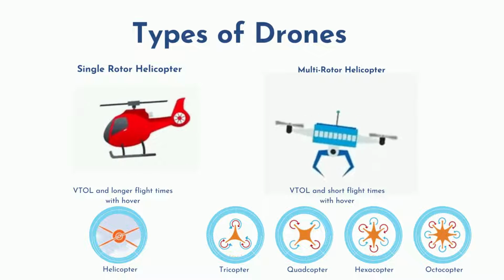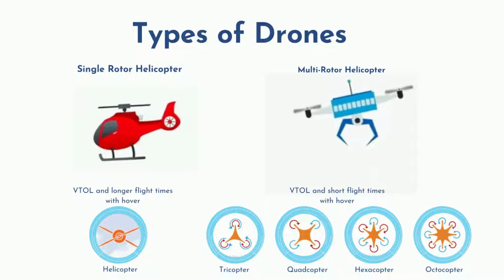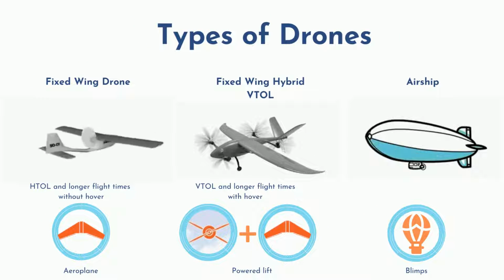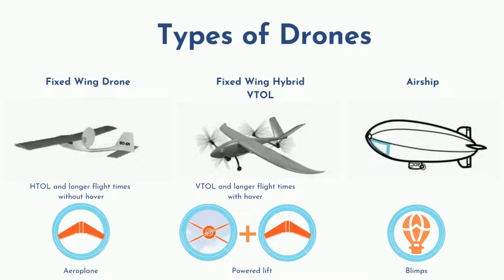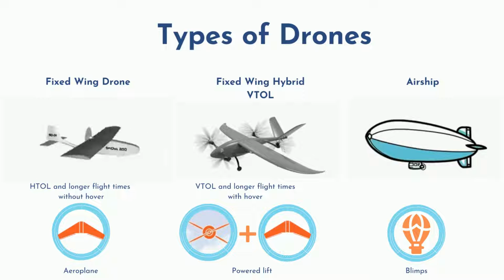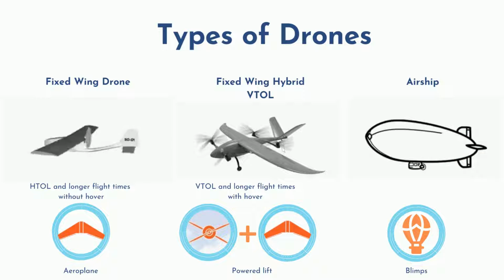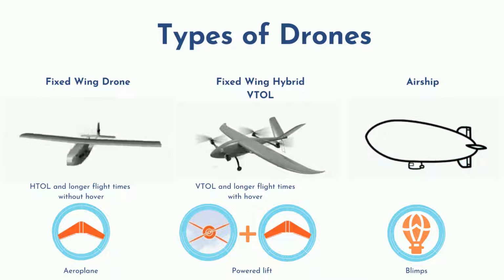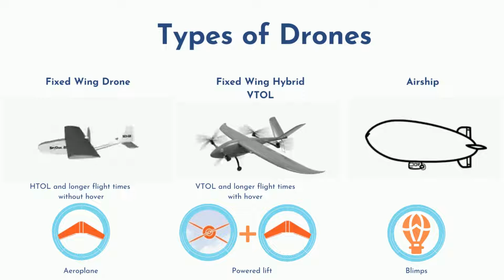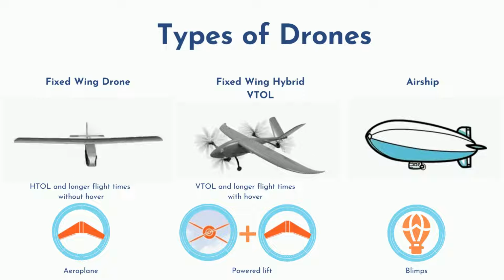The most commonly found are tricopters, quadcopters, hexacopters, and octocopters. Fixed wing drone. It supports longer flight times, horizontal takeoff and landing, but it doesn't support stationary flight. Fixed wing hybrid. It supports stationary flight, longer flight times, vertical takeoff and landing. A drone that operates both as a multiple rotor and as a fixed wing.